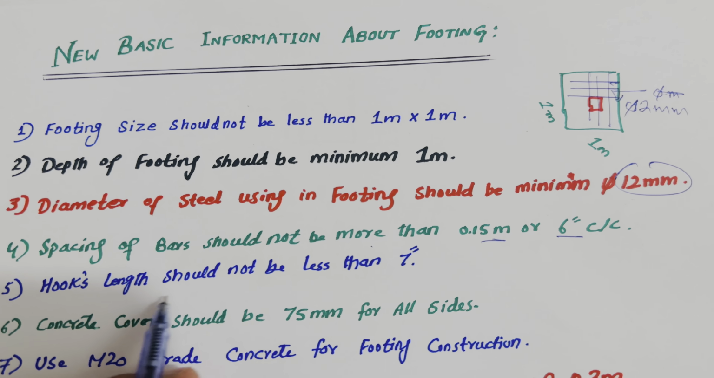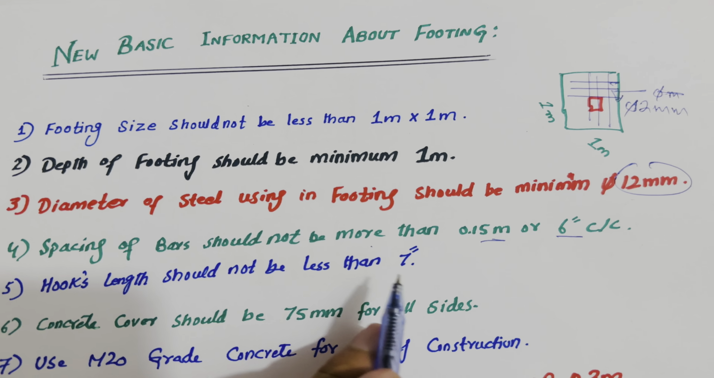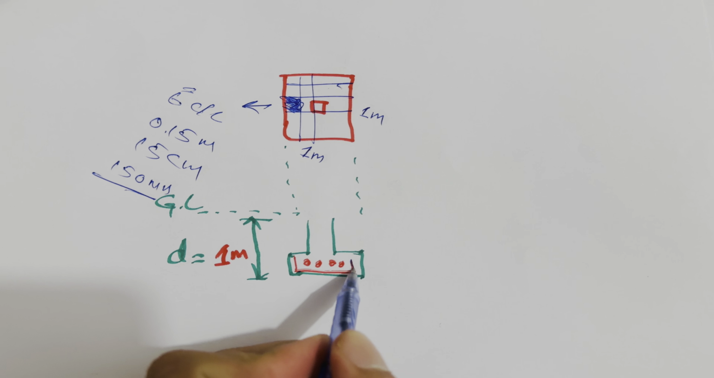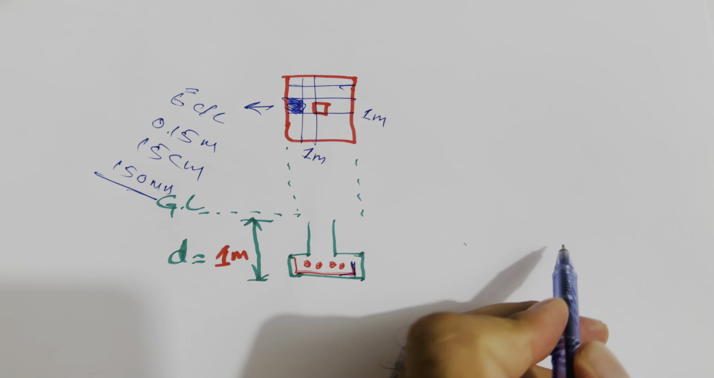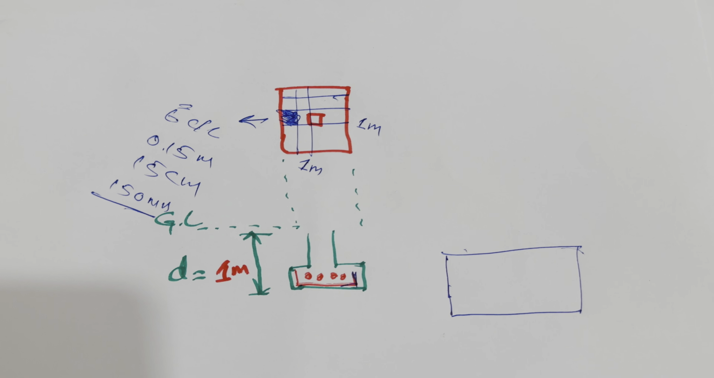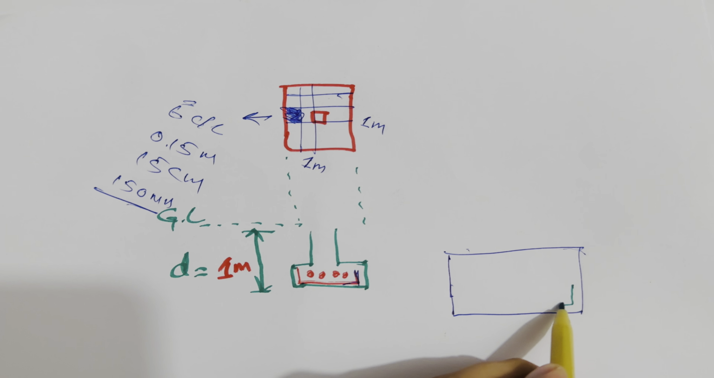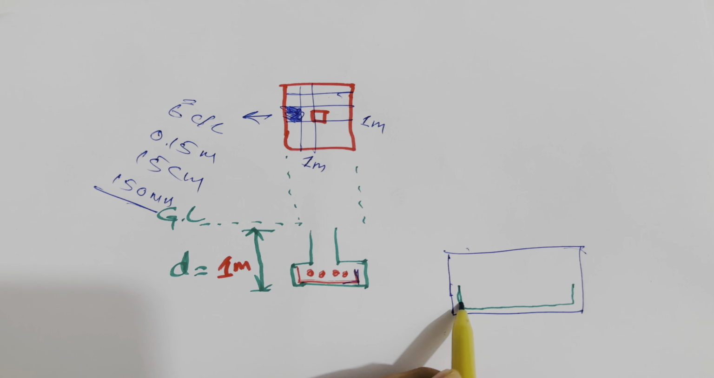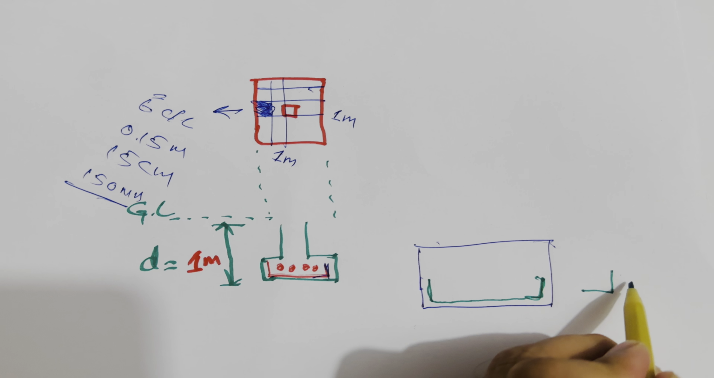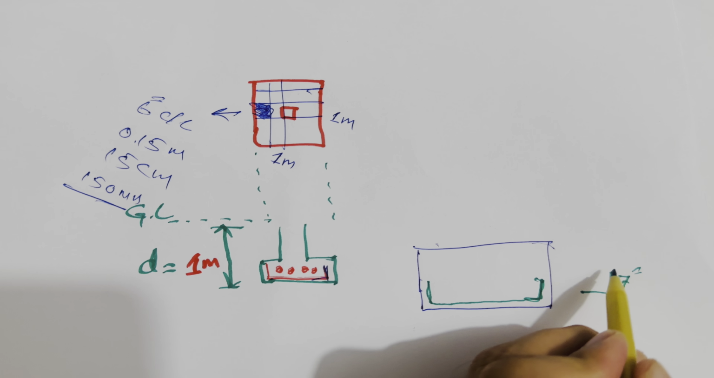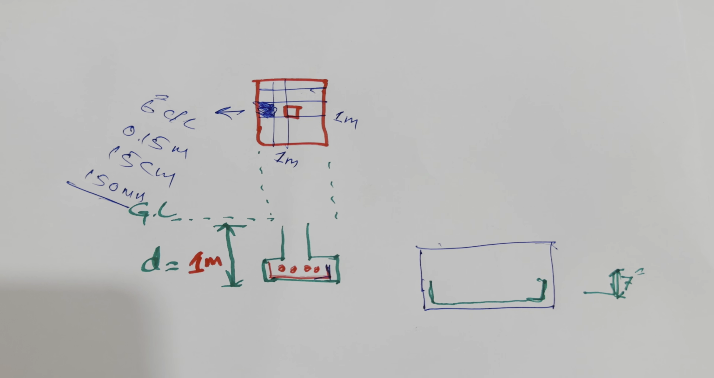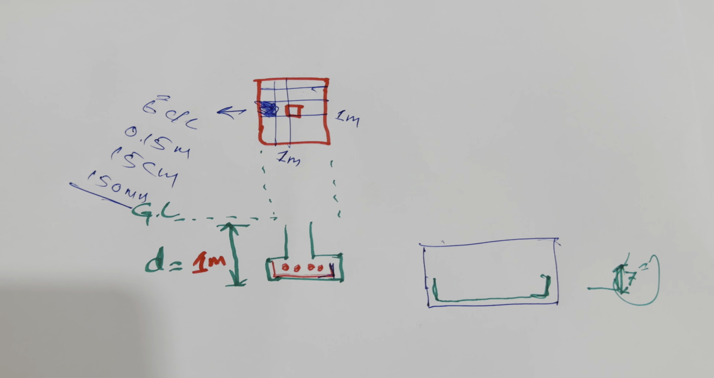The next one is hook length should not be less than 7 inches. Where is the hook? Guys, you can see this is the section. In this section, this is the hook. Let me make it properly. So this is the foundation section, and inside this we have steel reinforcement. First of all, we are providing the hook. This hook, guys, you can see this one, should not be less than 7 inches. This is very important. It should not be less than 7 inches.